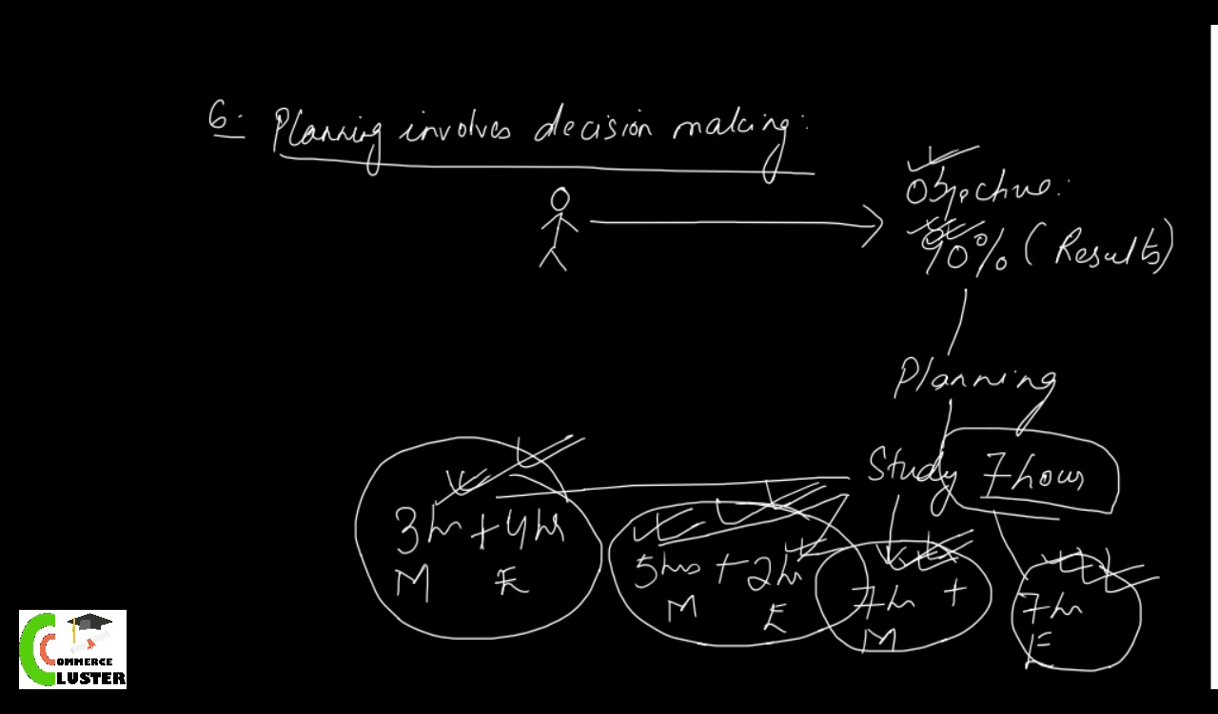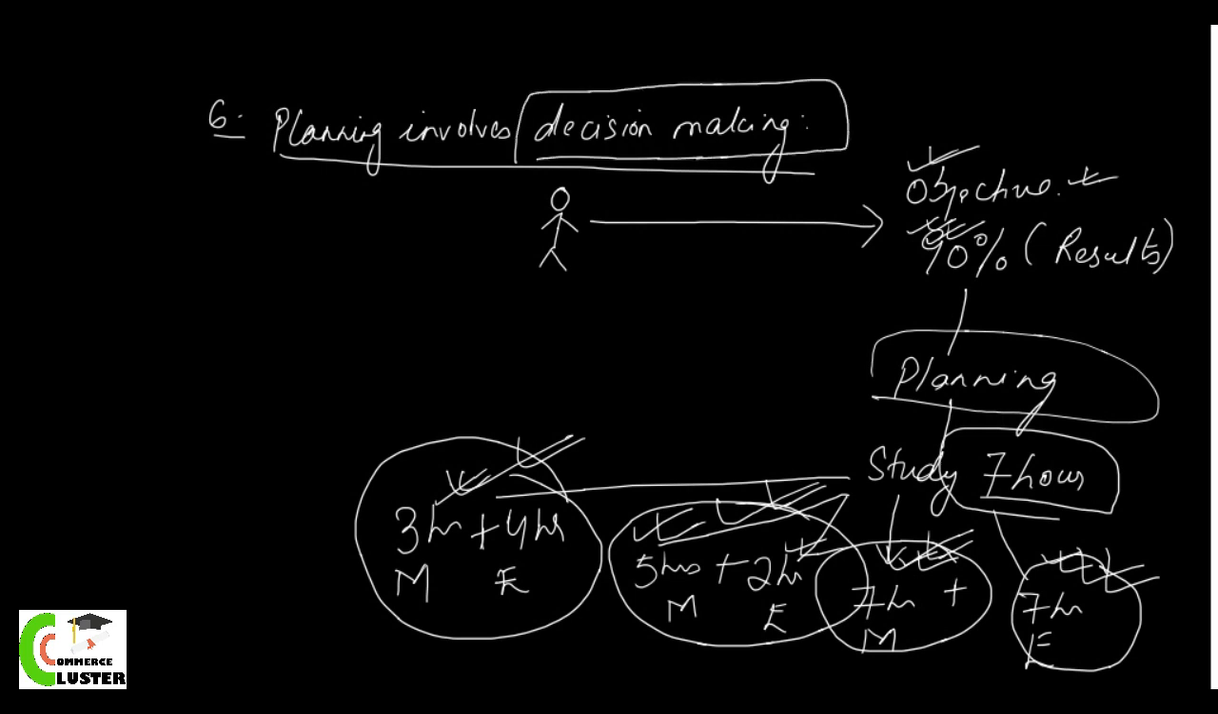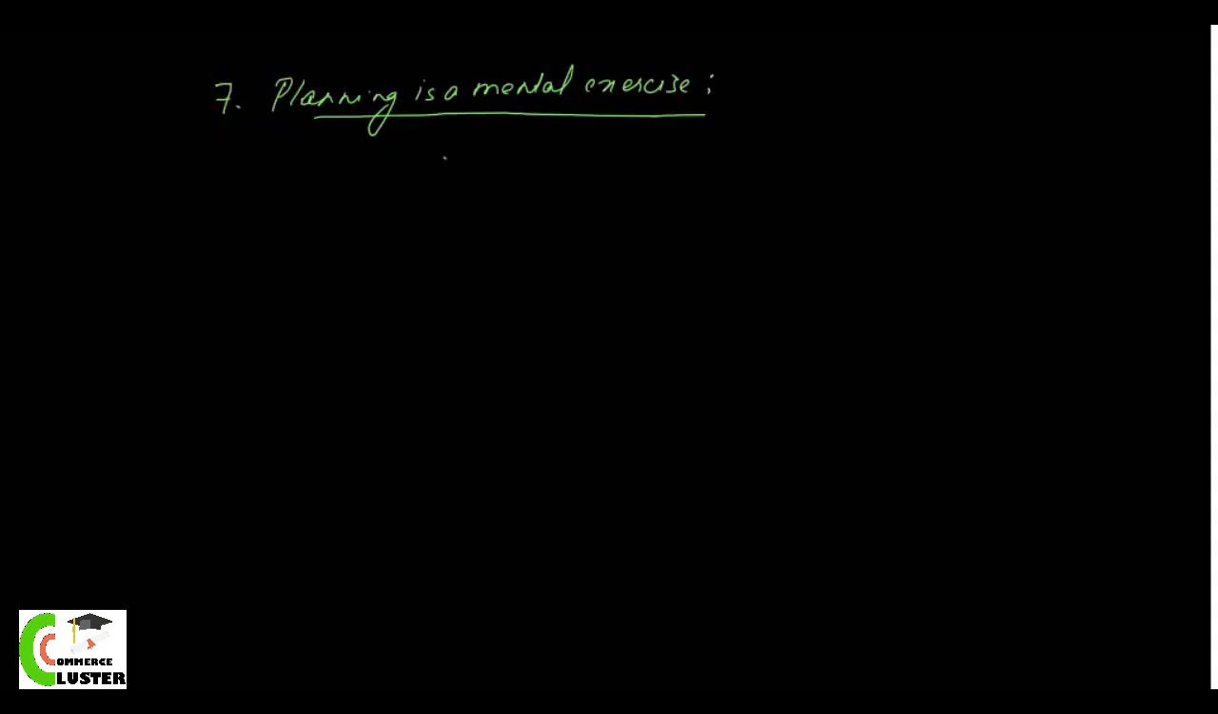Okay. Likewise, every organization, every manager of the organization, in order to achieve their objective, they have to plan. And when they do planning, they have to take a decision as to which alternative is the best alternative for the organization in order to achieve its desired objective. Which is why planning involves decision making. Even the manager has to make a decision and select the best alternative in order to achieve the organizational objectives. Clear?